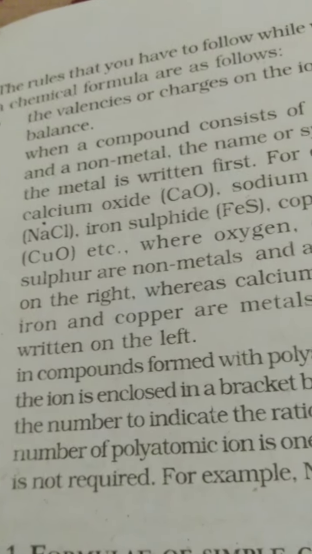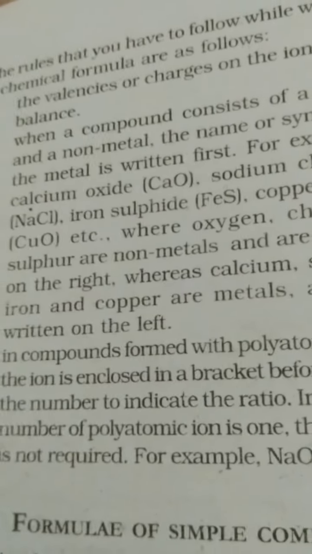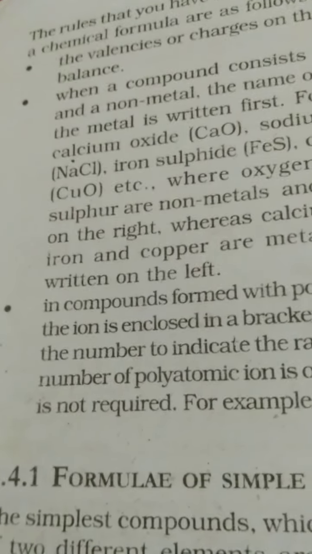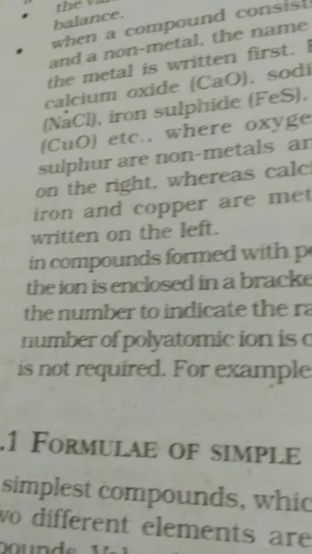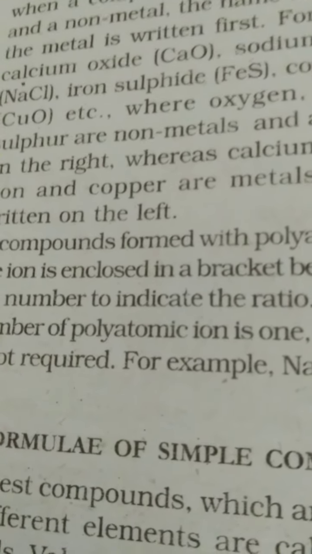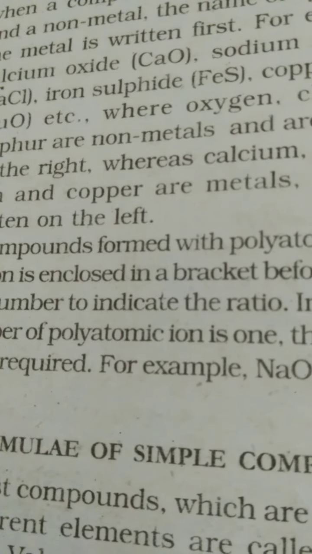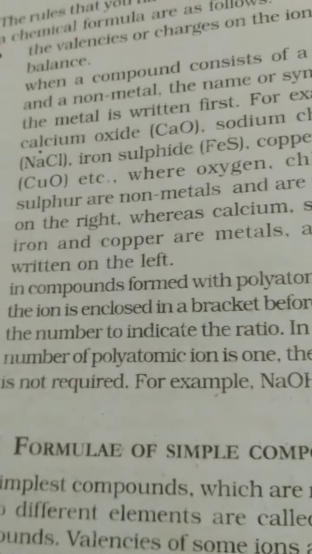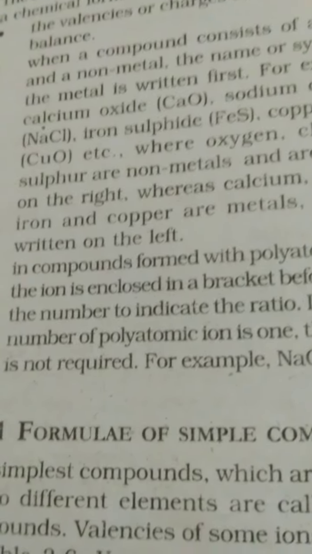So just turn the page of your NCERT book and you will find that certain rules are given to write the chemical formula. I am not starting with the first rule. I will start with the second rule. Why? I'll tell you soon. A compound consists of a metal and non-metal. The name or symbol of the metal is written first. So first we will write the metal, if a compound is composed of metal and non-metal.